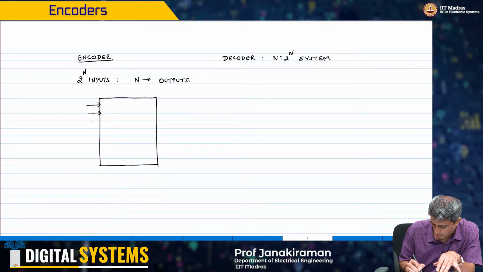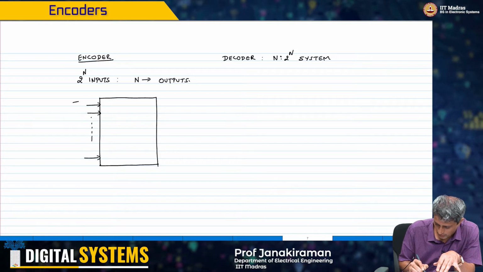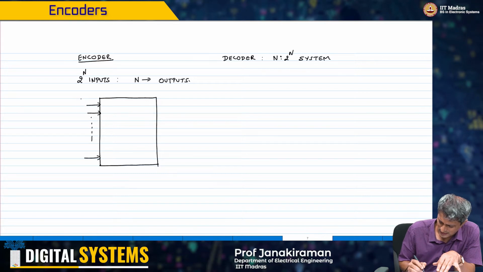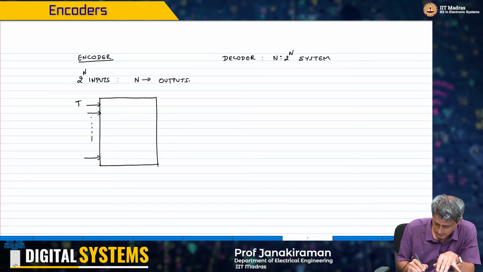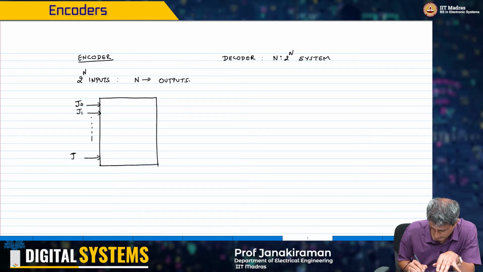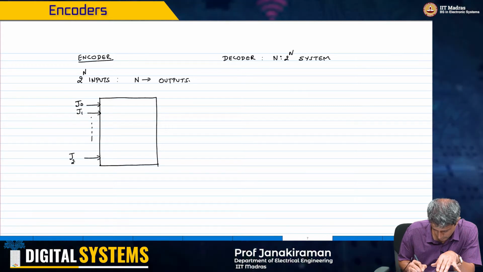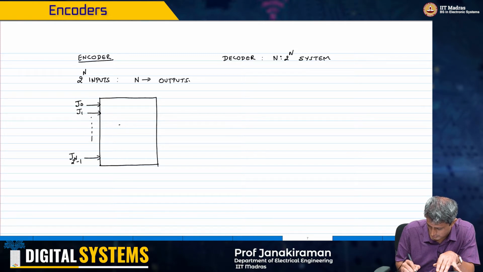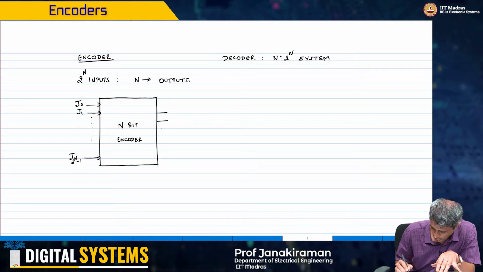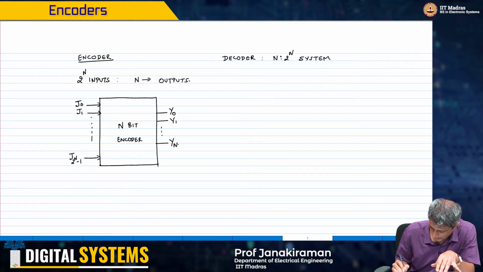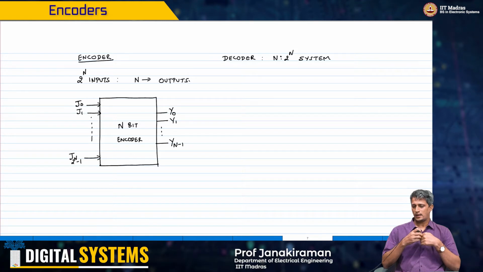Right, so the inputs, maybe I'll call them something other than I0, because we have been using that for the multiplexer inputs. So I will call them J0, J1, and so on. So this is an n bit encoder. The outputs here must be y0, y1, all the way down to yn minus 1. Okay, this is what we want.